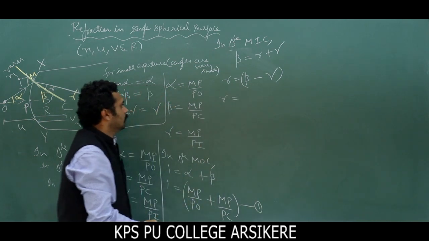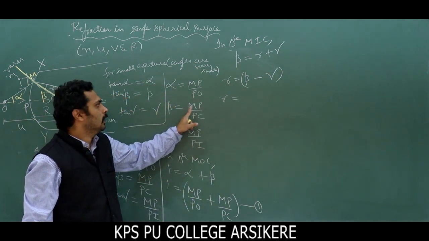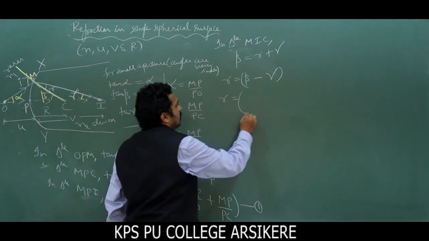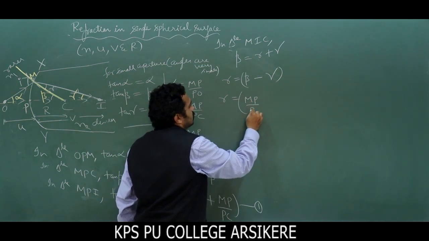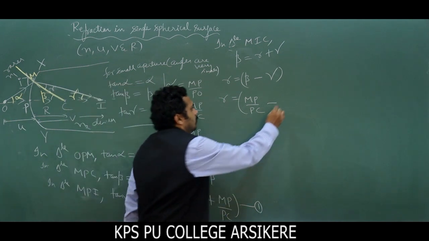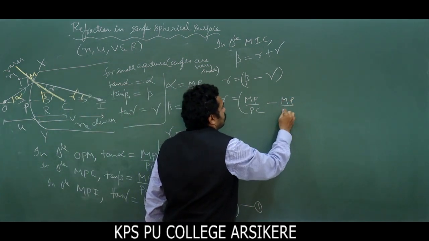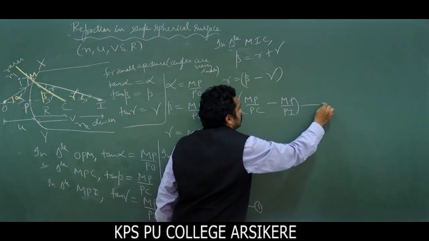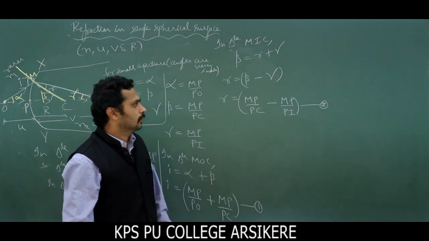What is beta? Look at here. Beta is equal to MP by PC. What is gamma? Gamma is equal to MP by PI. This equation is taken as equation 2.